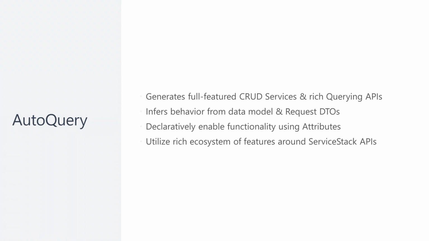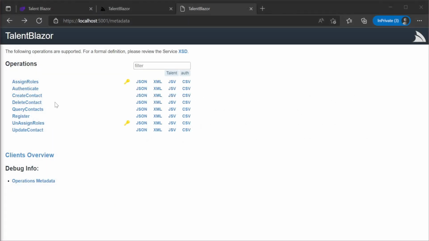AutoQuery infers the behavior for the generated service implementations based on the metadata of the request and response DTO that we have defined, as well as the related table class. Navigating to the /metadata path, we can see our contact services listed as expected.